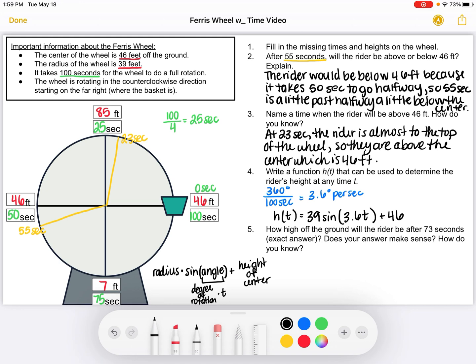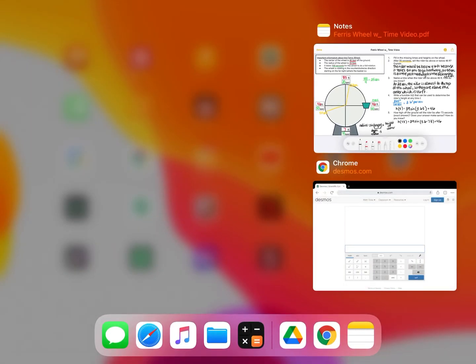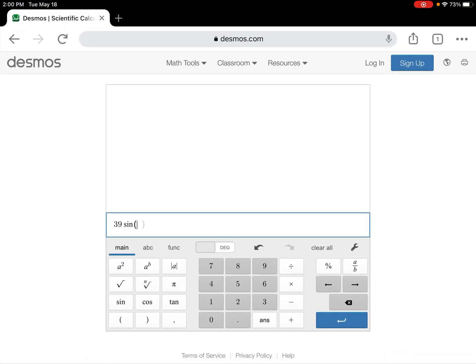And so now the next question says, how high off the ground will the rider be after 73 seconds? So we want to find the exact answer using the equation. And then we're going to make sure our answer makes sense using what we know about the wheel so far. So 73 seconds, that just means I want to plug in 73 to the equation I just wrote. So I'm going to replace t with 73. And I'm going to use the Desmos scientific calculator for this. So 39 times sine of 3.6 times 73 plus 46. We'll see if I remember. 39 times sine of 3.6 times 73, and it's in degree mode, plus 46.